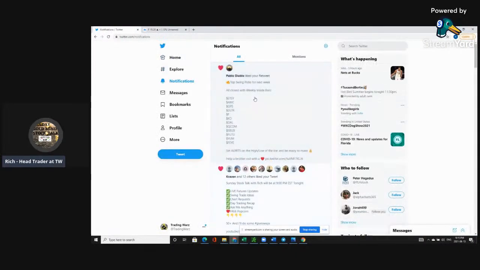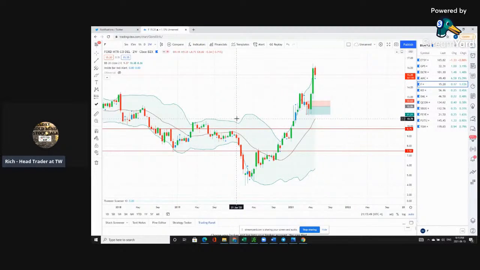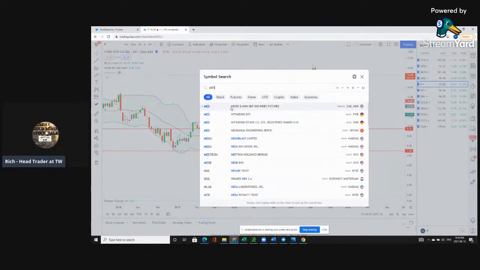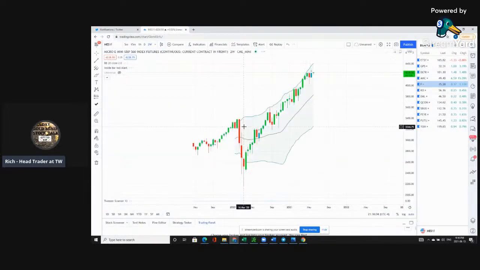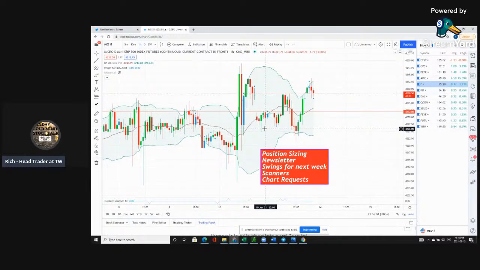All right. So what I want to do now is look at some swing picks. I want to do some chart requests from you guys. Do you guys want me to go through futures? I don't know if you guys are still interested in futures. So if you want me to go through futures, hit me with a 1 and we can go through the futures market right now. If not, hit me with a 2 and then we'll just move on straight to the chart requests. So let me know.